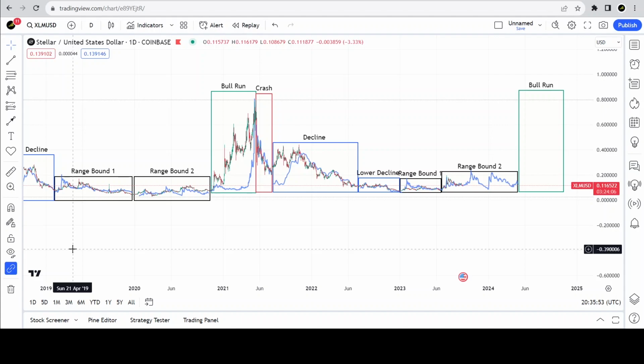This type of technical analysis you just saw is unique. It is something that I have discovered and developed. You're not going to find this anywhere else. I will continue to follow this chart and provide updates as it continues to develop.